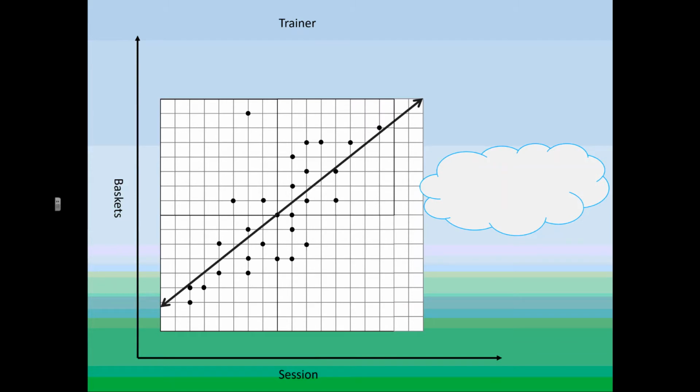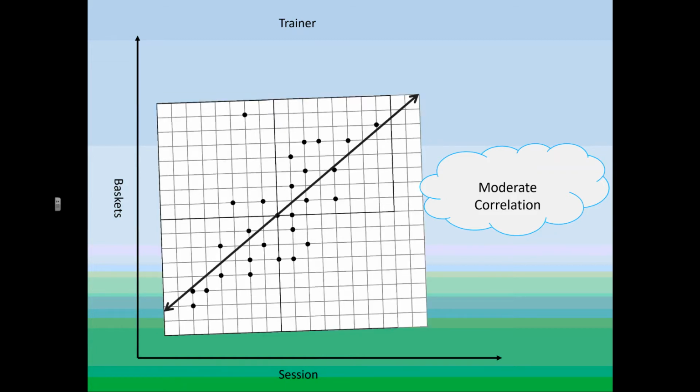Notice, in this case, as the number of sessions increases, the number of baskets increases. This would be considered a positive relationship, or positive correlation, because as one goes up, it brings the other up. It's also a moderate correlation because the dots are close to the line-ish. They're not right tight to the line, but they're not willy-nilly all over the place.